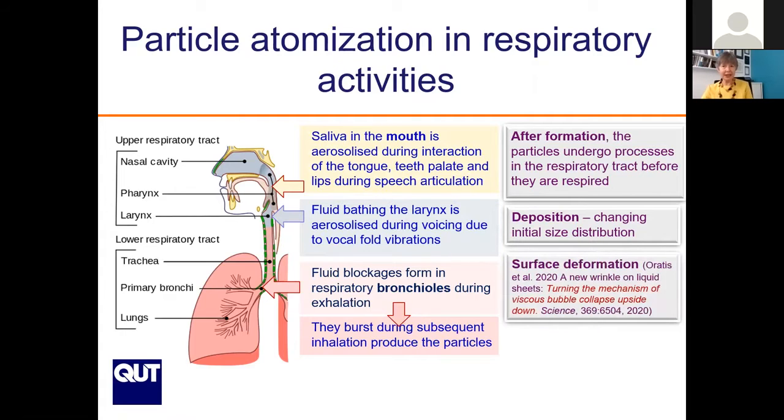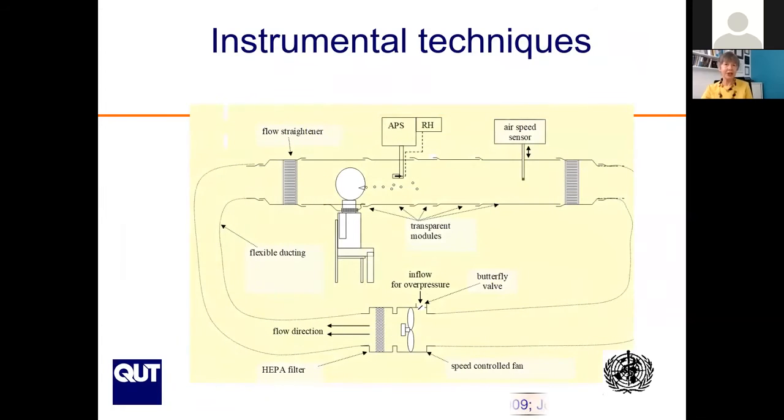The complexity continues. There was a recent Science paper explaining potential surface deformation and what it could do to particles like this. So, as I said, this is a mind-boggling physics of this process. We don't know that much about this, but we know quite a lot about what happens after the particles are expired. However, here is the question of how we measure this.